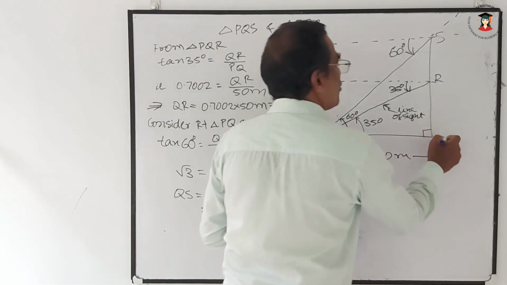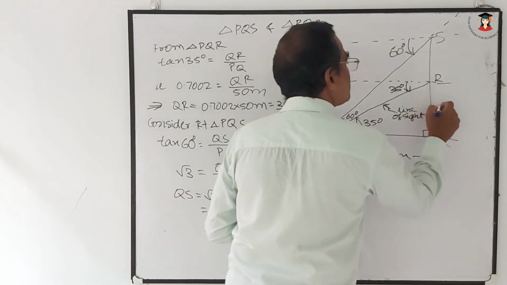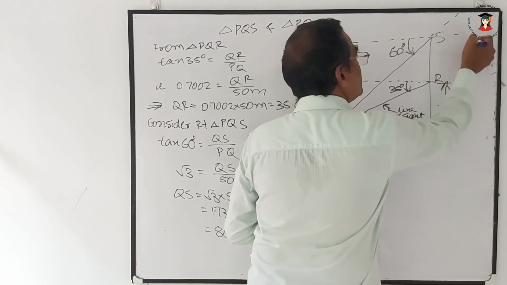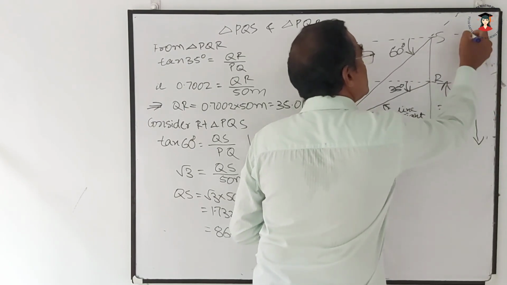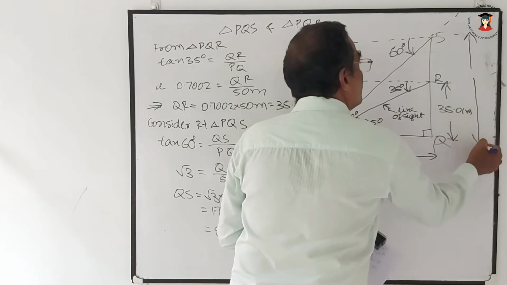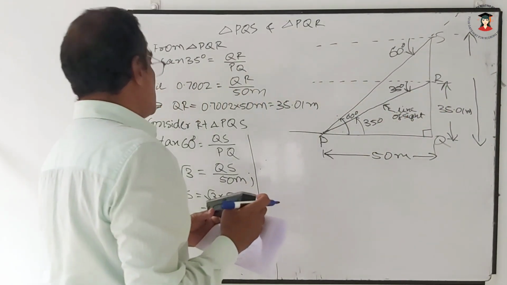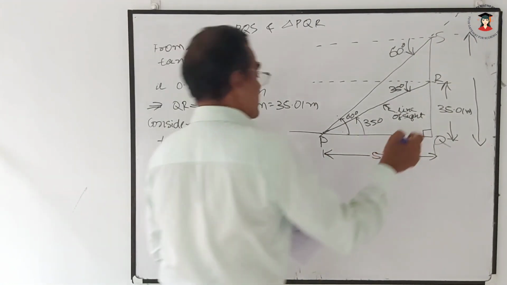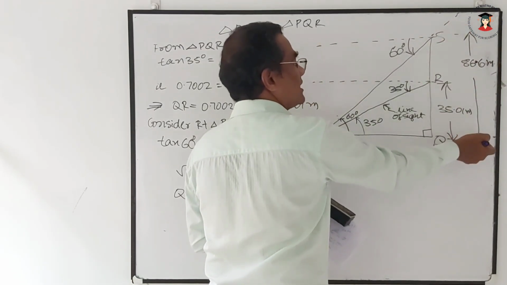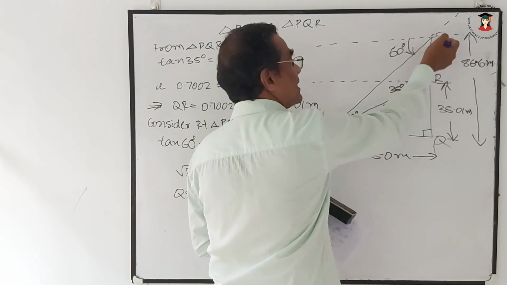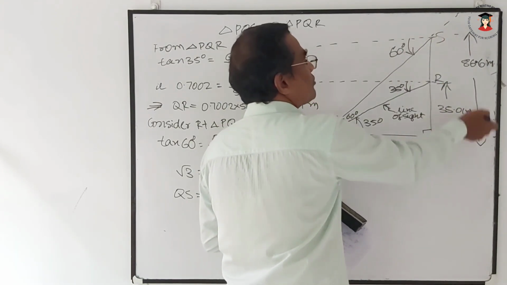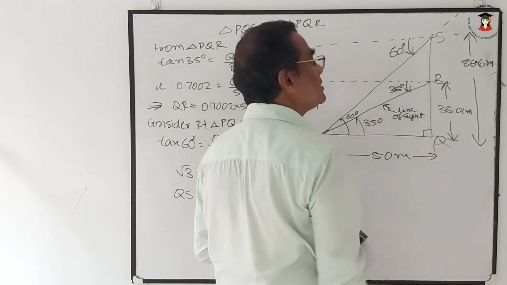So we have PQ equal to how much? 35.01 meter, and we again have QS also, how much? 86.6 meter. So we have this total distance and we have the distance from here to here. So the remaining distance will be the distance between R and S. So RS can be found out from 86.6 meter minus 35.01 meter.